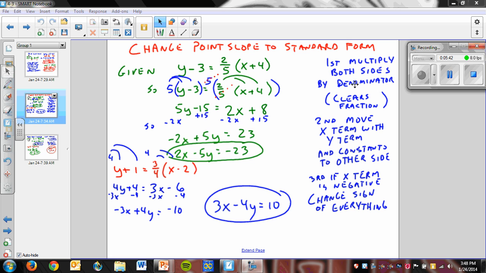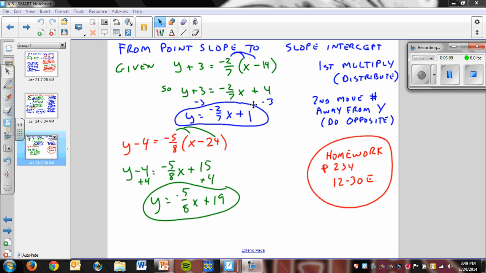Multiply both sides by the denominator. That gets rid of the fraction. And then distribute. It's not written there, but make sure you distribute. Move the x term over with the y term and the constant over to the other side. And then change the sign, because unless the x term is positive, you just need to change everything.